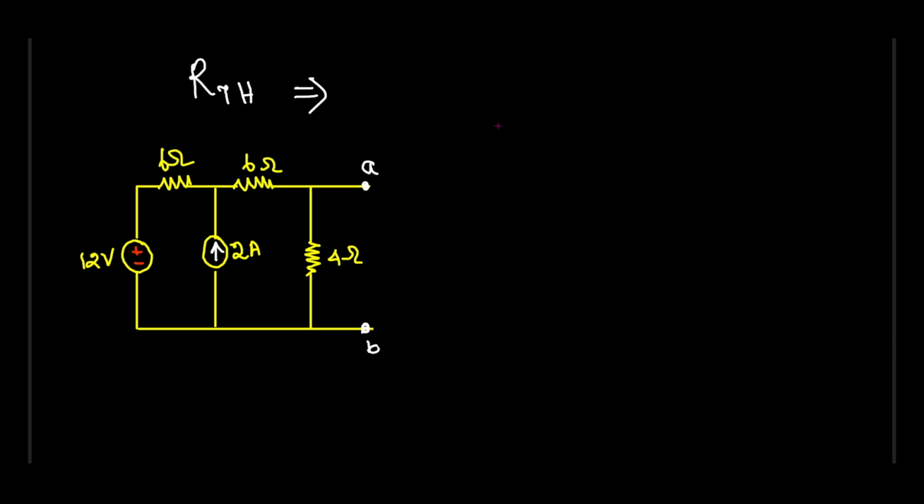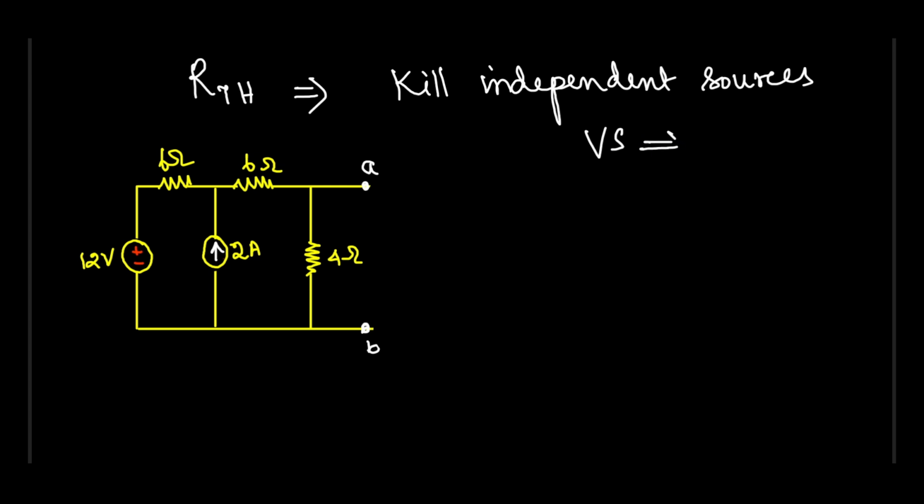And you have to kill sources, that means independent sources. That means voltage source should be replaced by short circuit, isn't it? So what is the meaning of that? You have to make a short circuit here. Okay, this is your short circuit.